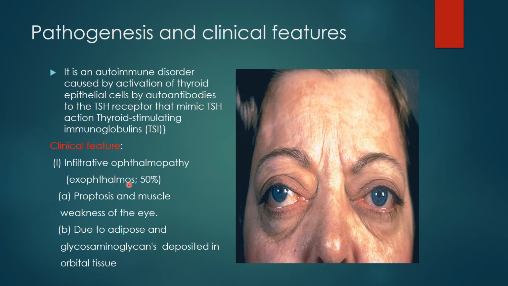In 50% of patients it causes exophthalmos, that is the protrusion of the eyeball in front. It is an infiltrative ophthalmopathy. There is proptosis and muscle weakness of the eye, and there is deposition of adipose tissue and glycosaminoglycans in the orbital tissue.